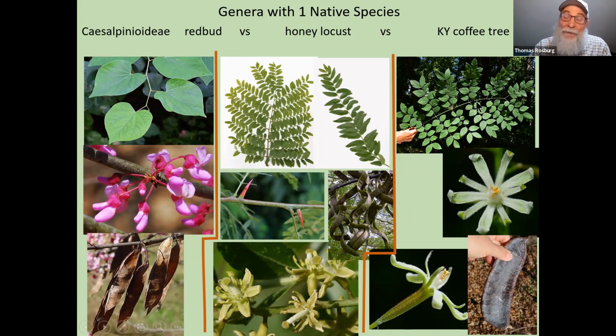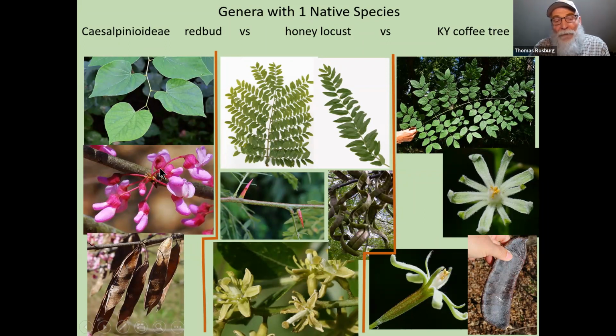Kentucky coffee tree always has big twice compound leaves. Some other things, of course, are that honey locust has these thorns, and they can be gigantic and they can be branched, because a thorn is a modified branch. The flowers on both the honey locust and Kentucky coffee tree are kind of greenish yellow and don't look anything like the pinkish, purplish colors that redbud has.